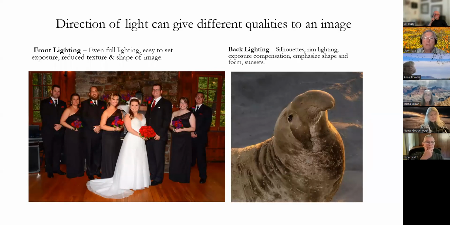Direction of light can give different qualities to an image. Front lighting, even full lighting, is easy to set exposure for, but reduces texture and shape in the image.